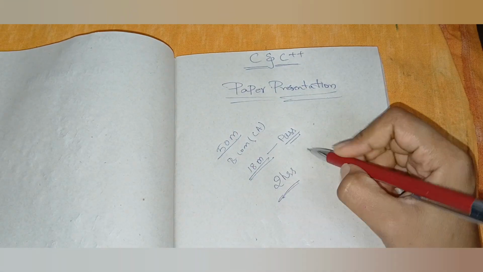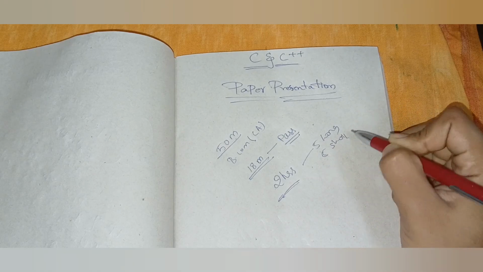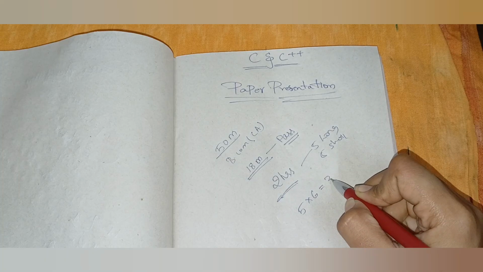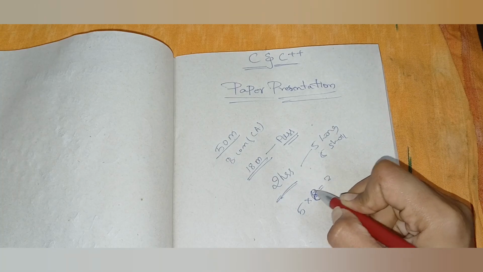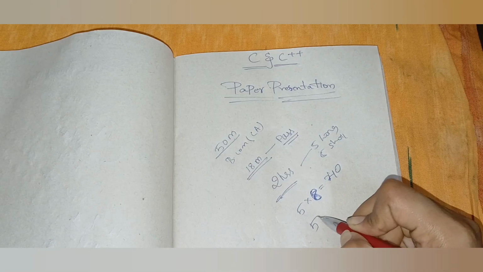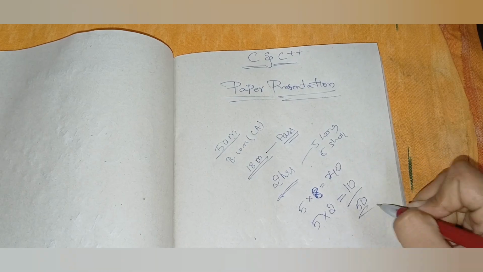In these 2 hours you need to attempt 5 long and 5 short questions. Long questions consist of 8 marks each, so 5 eights are 40 marks, and in short you need to attempt 5 questions. Each question carries 2 marks, so 10 marks in total, 50 marks like this.